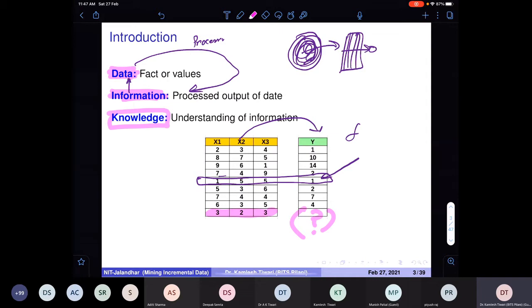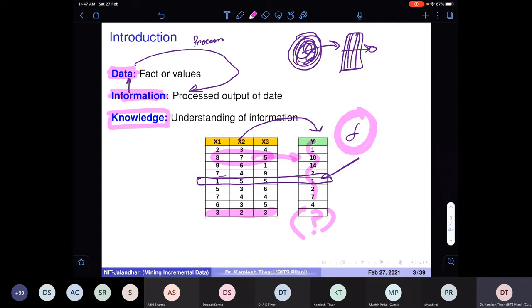And even these things are not needed. You know that given these values, immediately I can find out this value. So why do I have to invest so much space to store all these things? So this is what the knowledge is. What is the knowledge? Coming up with this kind of formula.